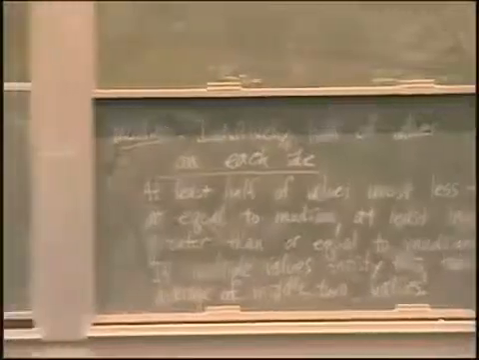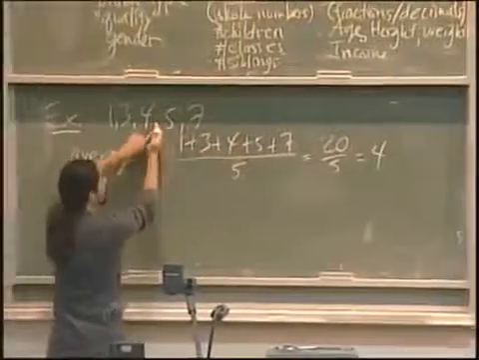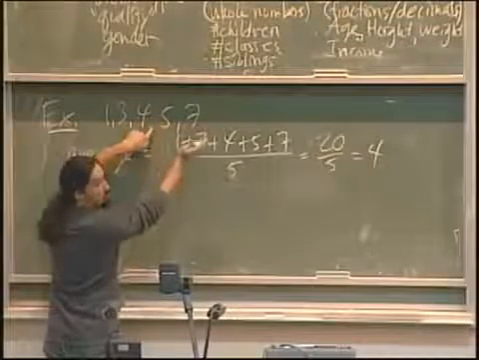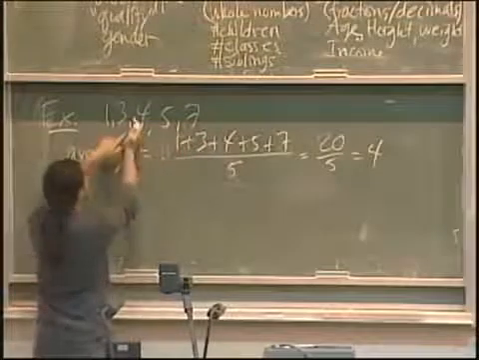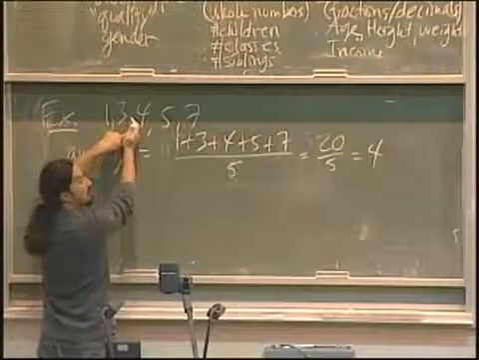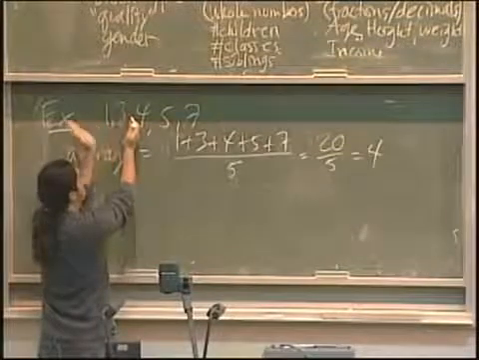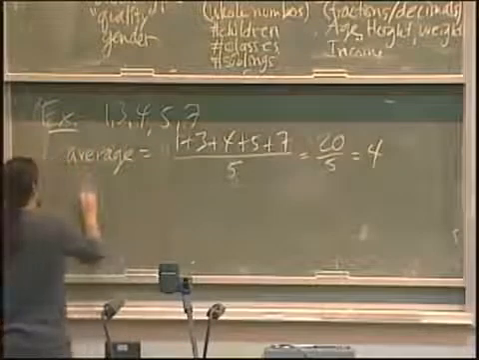If I took anything bigger than 4, if I took something in here, well, it's not true that at least half of them are 4.2 or more. So 4.2 would not work as a median. If I take 3.7, it's not true that at least half of them are 3.7 or less. Only 2 out of the 5 are 3.7 or less. So nothing else works except for 4. So 4 is the median.